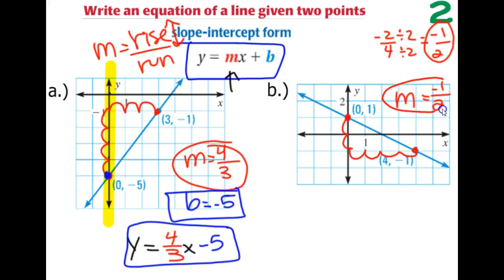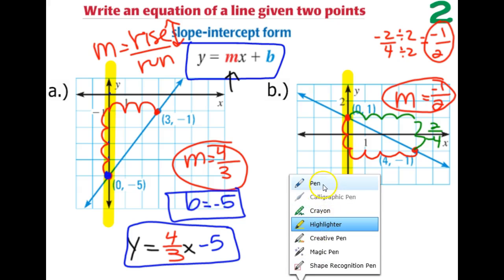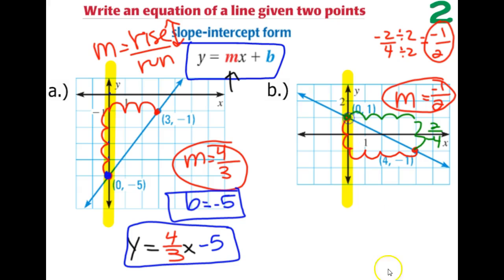-1 over 2. Now if you went the other direction, went rise 2, and run, going -1, 2, 3, 4, you will get the same answer. It doesn't matter if the negative's on the top or the bottom. And then our y-intercept, where is this crossing the y-axis? This blue line that we have is crossing the y-axis right there, and this point from the origin is up 1. So b is 1. So our equation is y equals mx plus b, or -1/2 x plus 1.